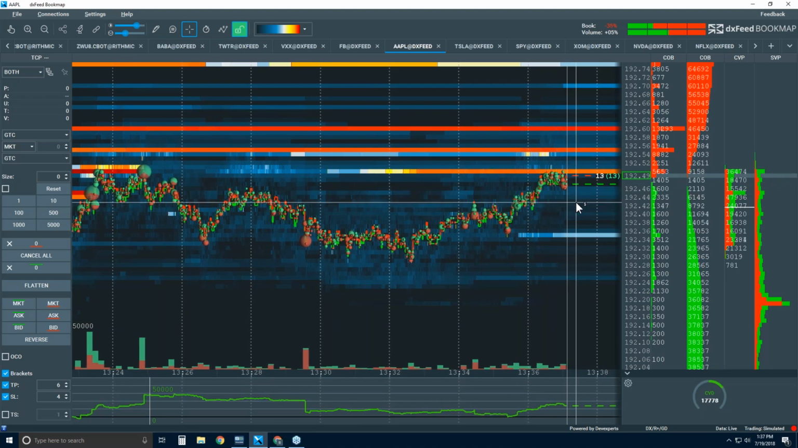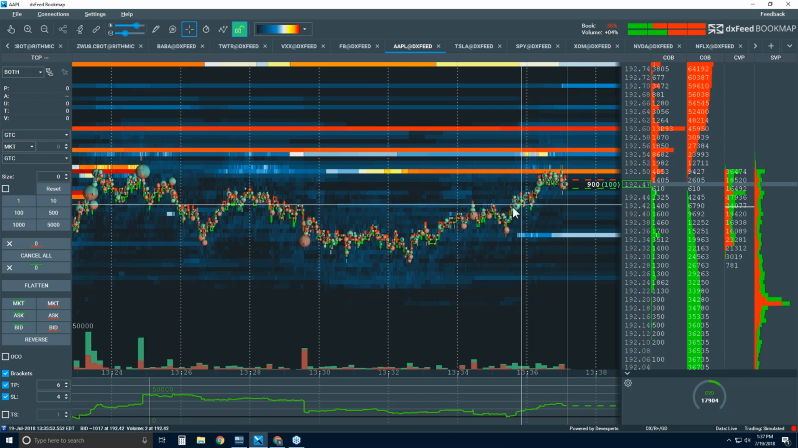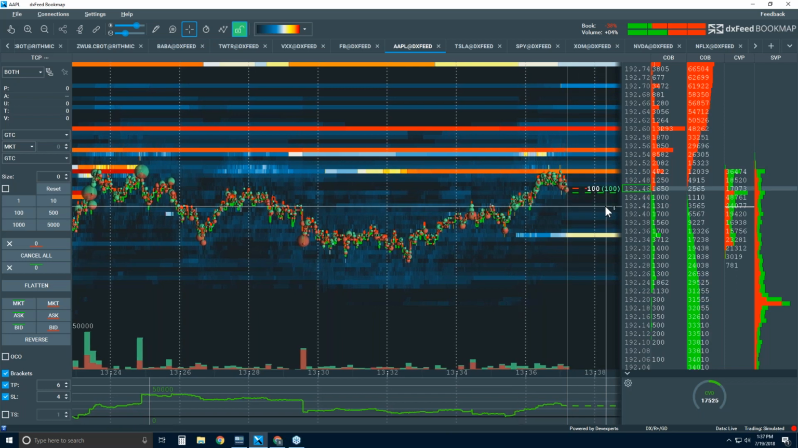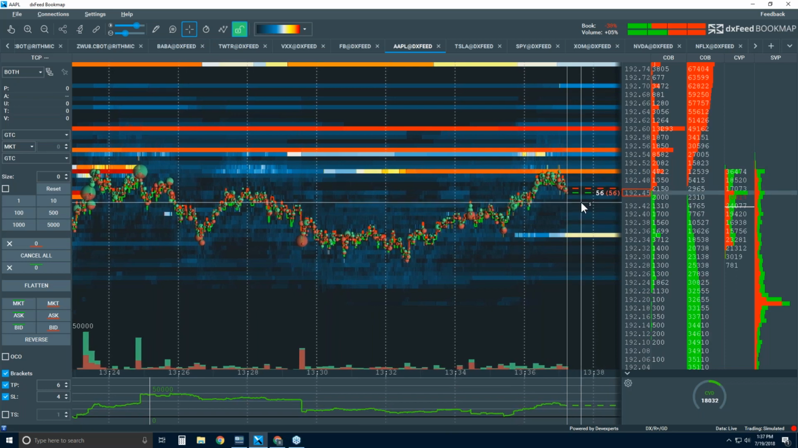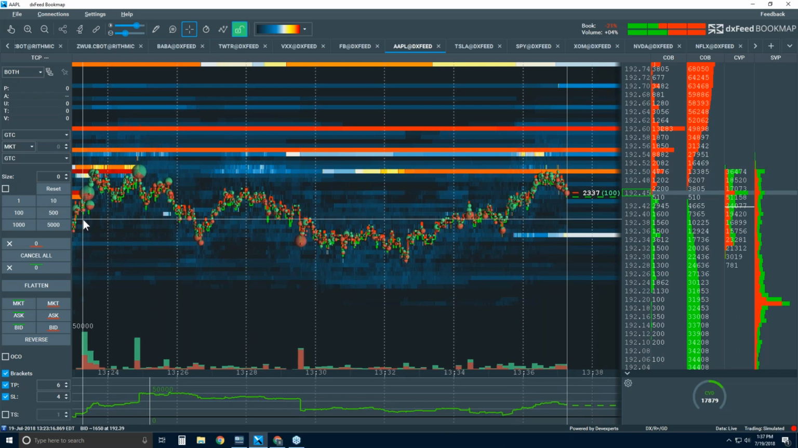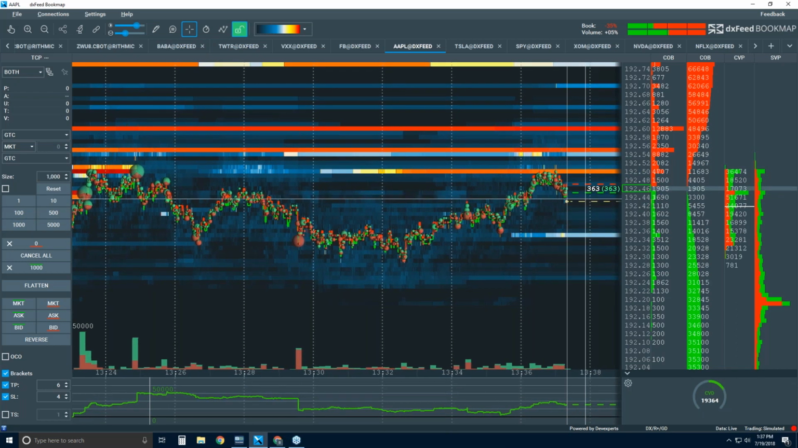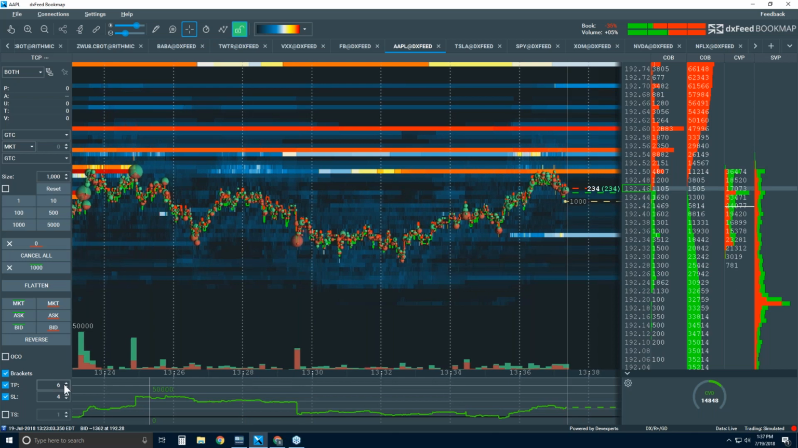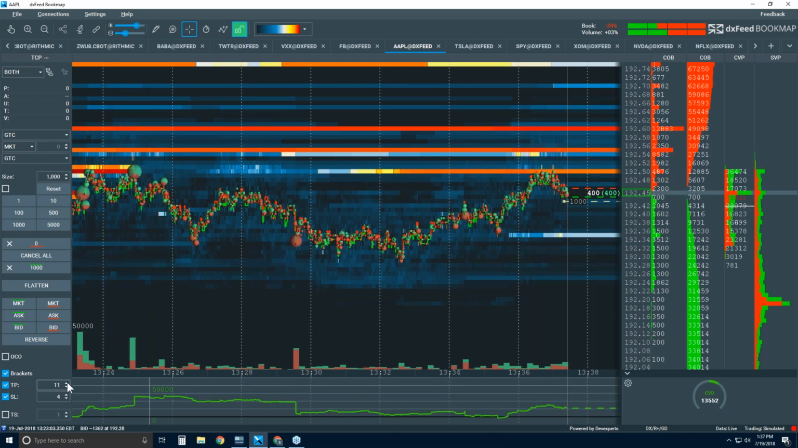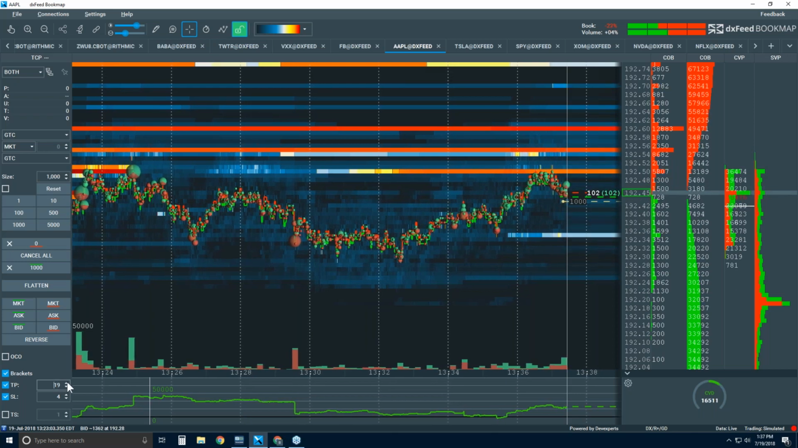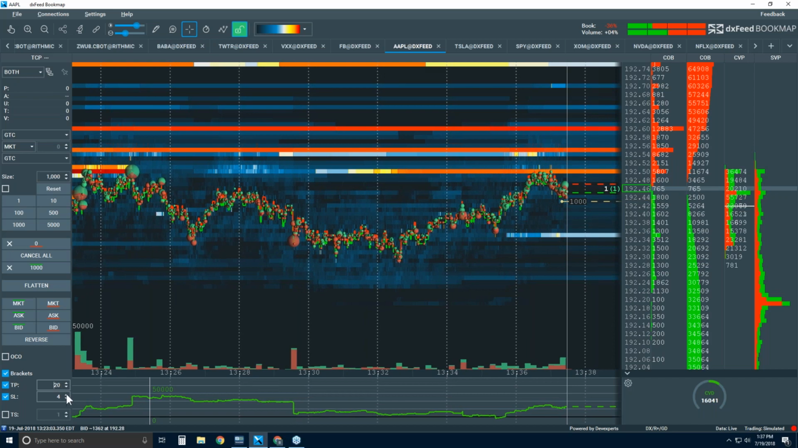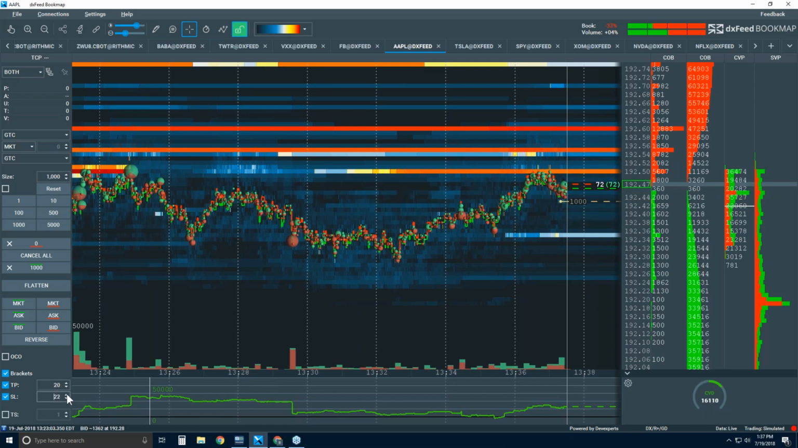Let's actually look for a pullback to this high volume node here. And how many do I want to set? We can set 1,000. Okay. And let's bump up our take profit and stop loss.